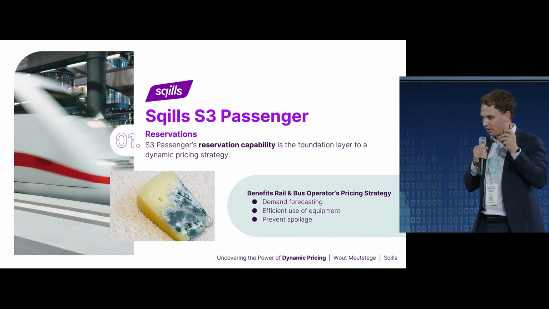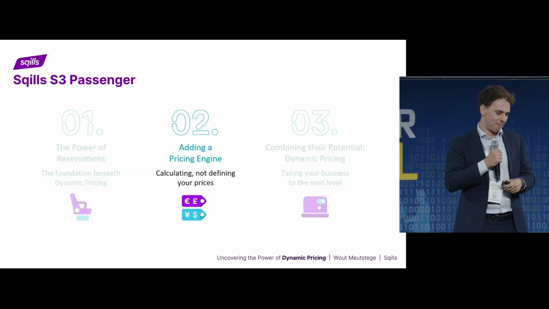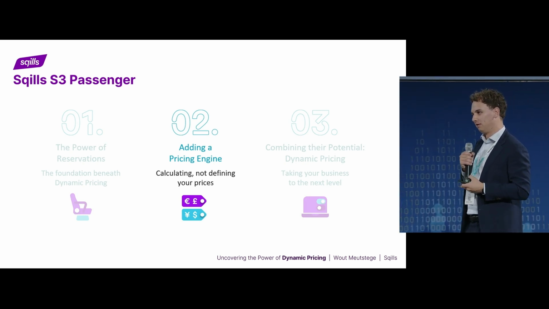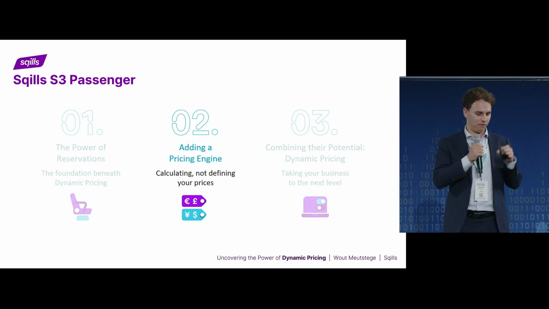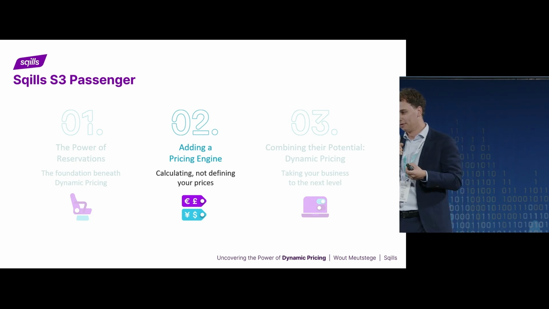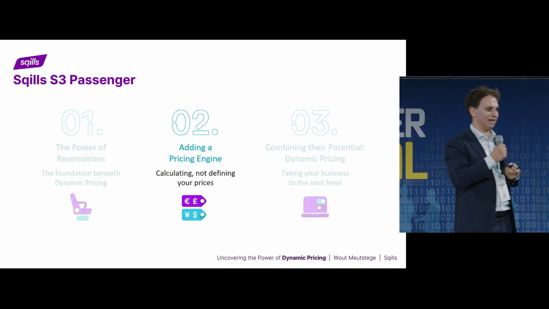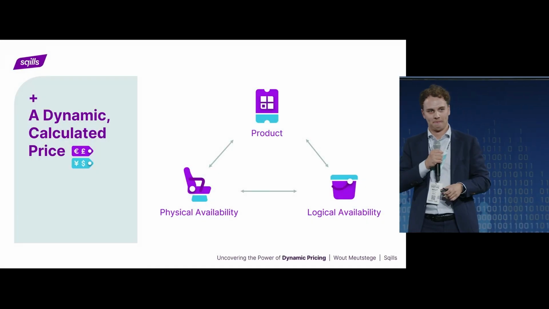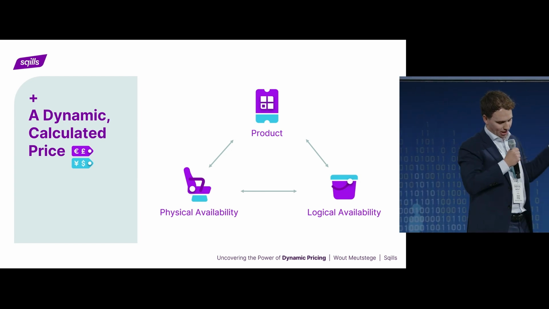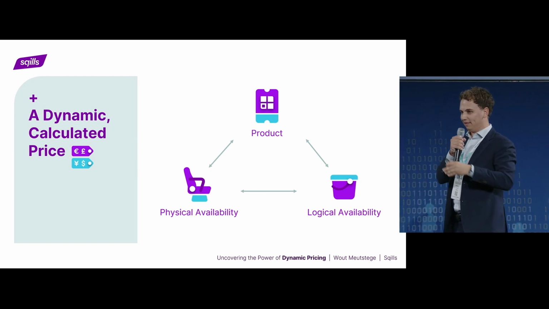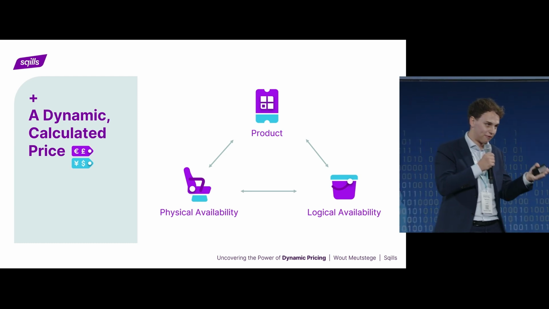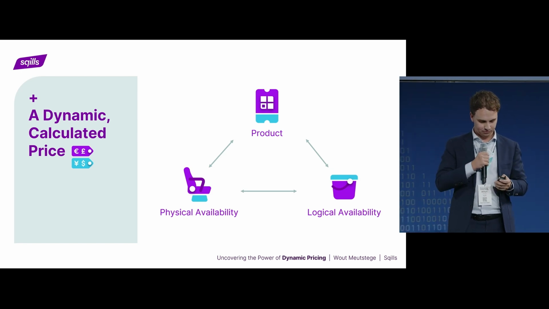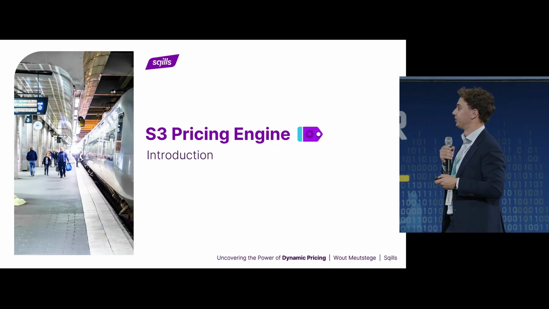So that's the foundation, our reservation capabilities. But we actually believe that in the world of 2023, that is not enough. Because to our foundation of reservation capability, we needed to add a little bit of spice. We needed to add a little bit of flexibility and a little bit of dynamism, to call this a true dynamic pricing engine. So what we add to the aforementioned triangle of physical availability and logical availability, allowing you to sell your first class seat at different price levels across your train, we add a dynamically calculated price. And for that, we use our S3 pricing engine.